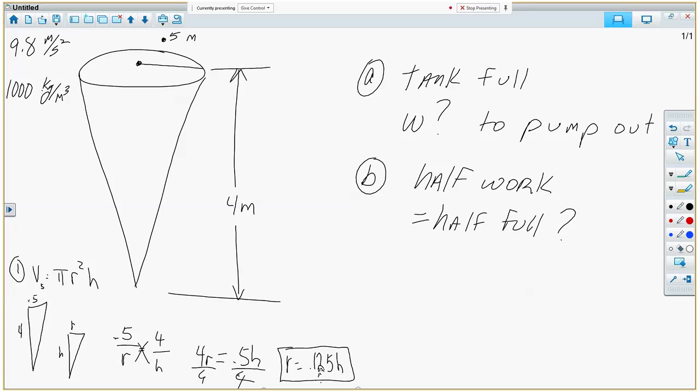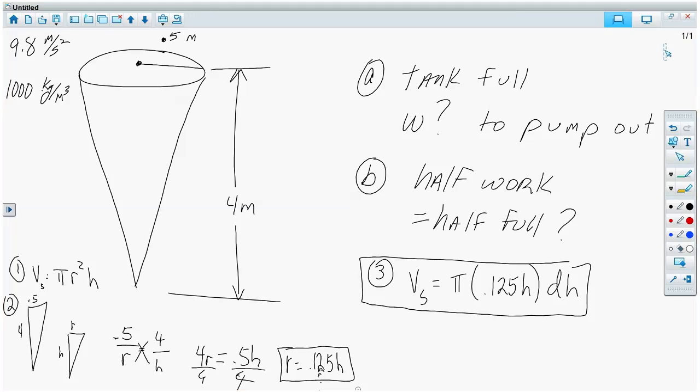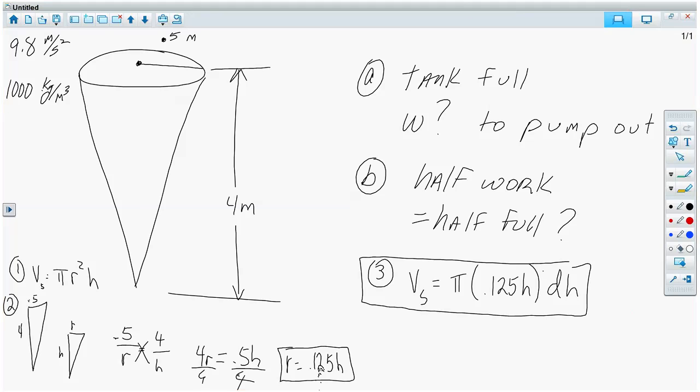So I'm going to do 2 right here. And then 3 is going to be V of the slice is equal to pi times 0.125 h times delta h. So there's your volume of your slice. Now, thanks to Miss Anthony and her wisdom, yes, it's square. Thank you. I can hopefully work this and make it smaller.